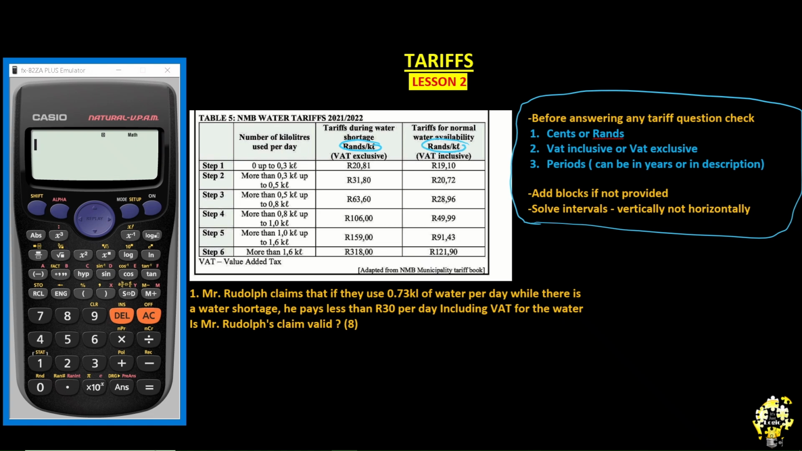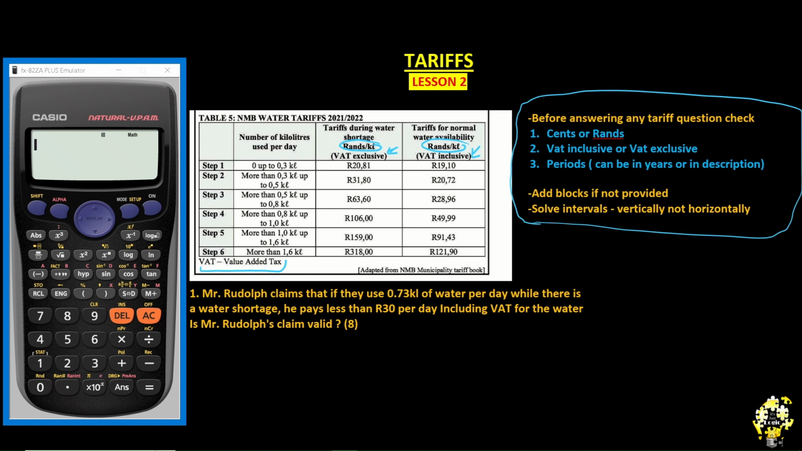Is it VAT inclusive or VAT exclusive? We are told that value added tax, but we are not told anything. Oh, here we are. We are told that these particular tariffs, these ones, they are VAT exclusive. However, these ones on the right, they are VAT inclusive. So we have that information. We are going to use it.